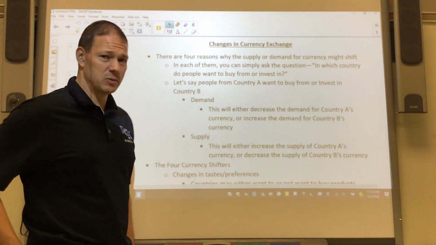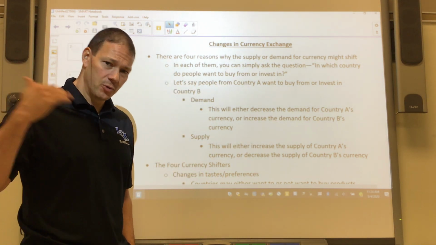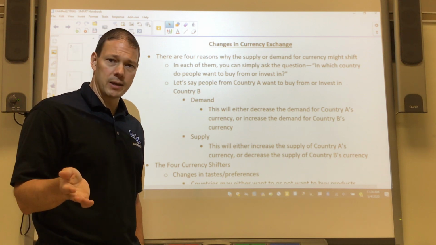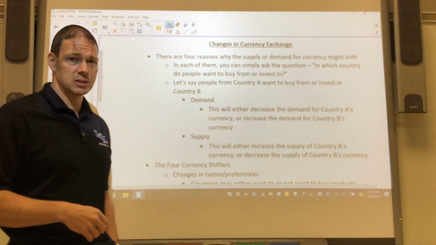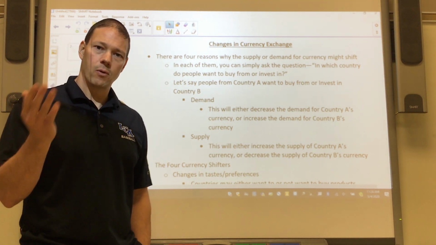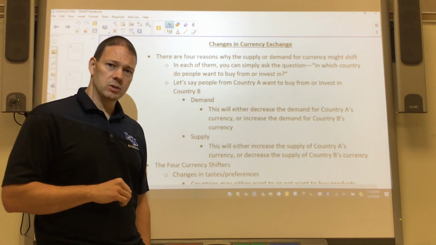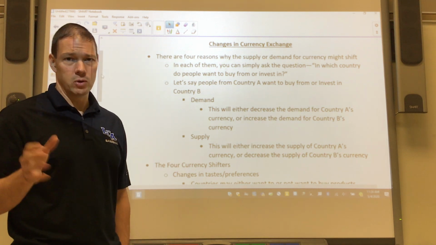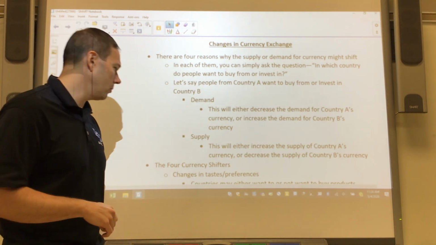Now, whichever one of those makes the most sense to you as you think through a problem. Again, unless they specify, occasionally they'll say, show me the change in the supply of currency for country A, whatever. Then you have to do supply, show me the change in demand. But if they don't, you can do either one. Whichever one makes the most sense to you is all good.